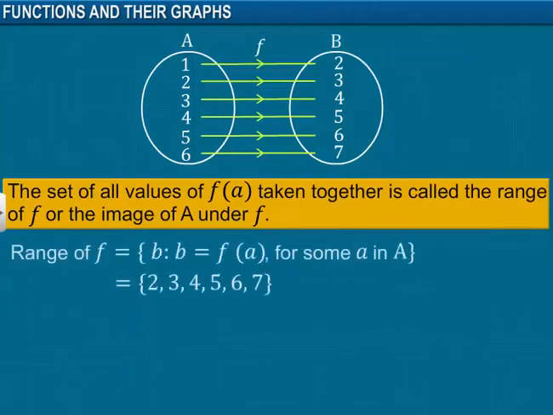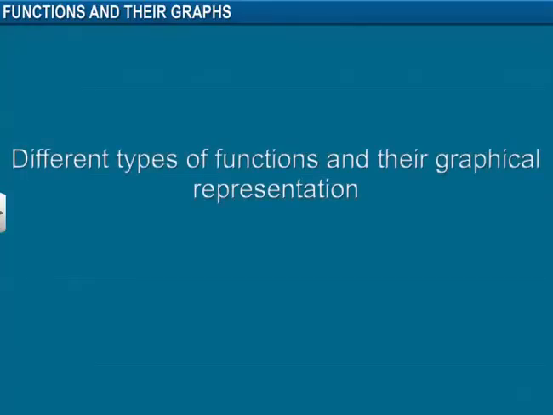Symbolically, the range of f is the set of all b such that b is equal to f(a) for some a in A. In this case, the range of f is equal to the codomain of f. Let's now discuss different types of functions and their graphical representation.